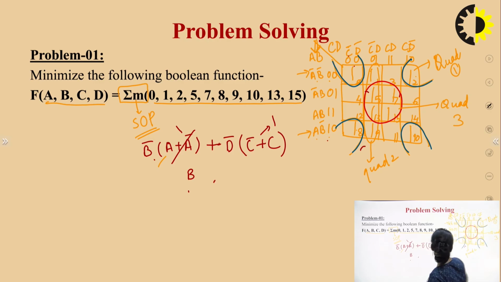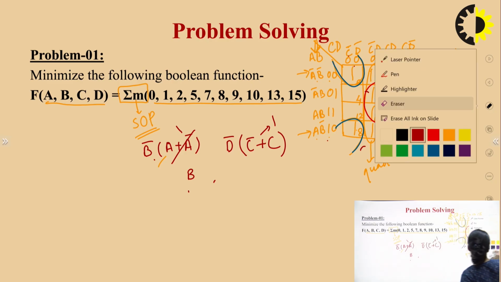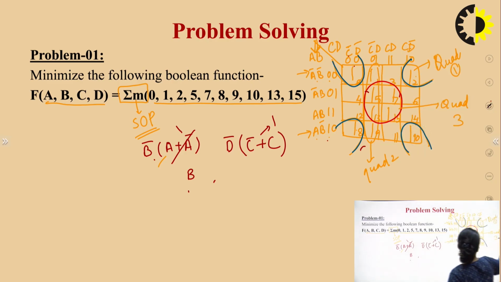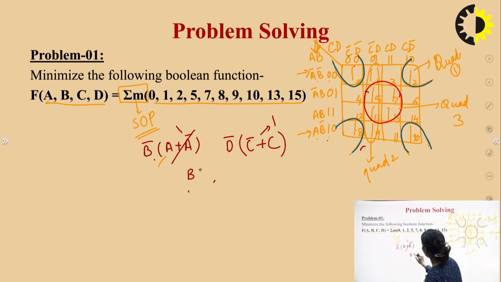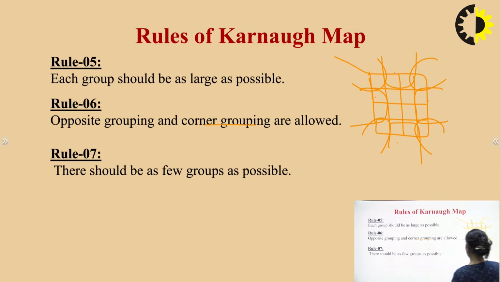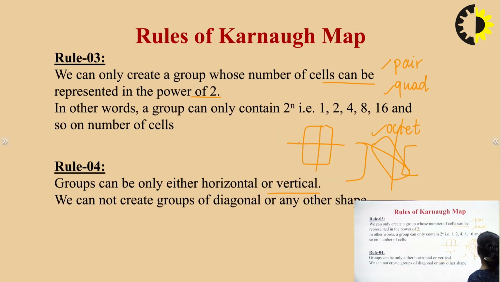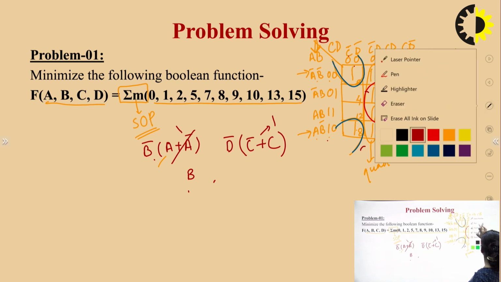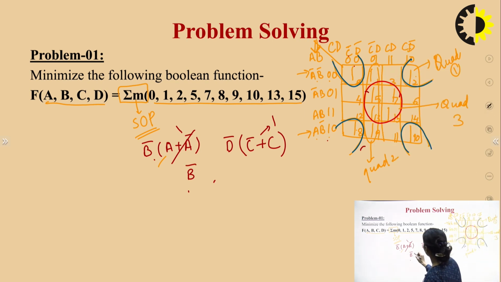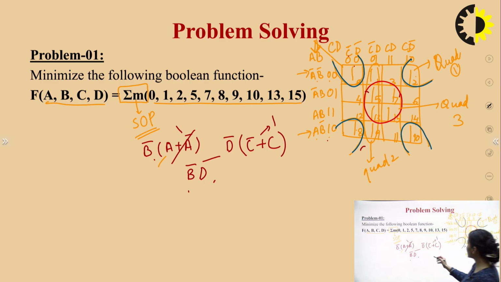Final expression is this. So final expression looks like B bar D bar. So in this way, this is the expression for this quad. Now we will consider quad 2.